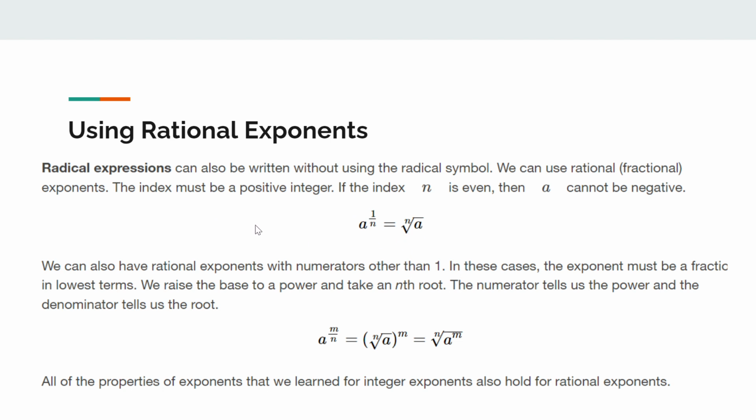We can also have rational exponents with numerators other than 1. In these cases, the exponents must be a fraction. Sorry, I mistyped it. A fraction in lowest terms. We raise the base to a power and take the nth root. The numerator tells us the power and the denominator tells us the root. All of the properties of exponents that we learned for integer exponents also hold for rational exponents. Like this thing is the same thing as this also, which is just this one.